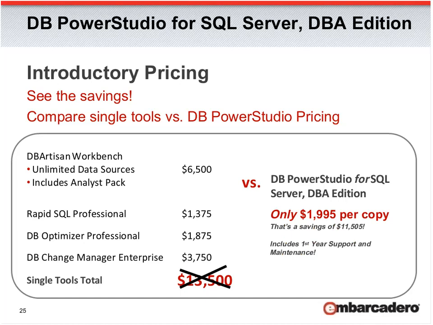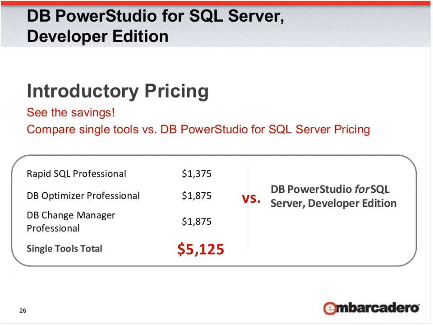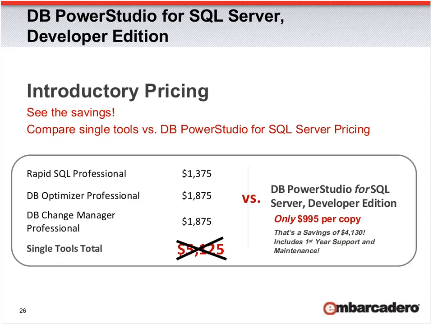Now, Al, you and I have spoken about this at length, about an edition for just the developers: the folks that need to tune, write queries, potentially do some database object creation, debug, and change management. Here, you package Rapid SQL Professional with Optimizer and DB Change Manager for $5,000. A little bit better, but still outside of some people's ballpark. We're coming in now at $9.95 per copy, over $4,100 in savings. Again, that includes first-year support and maintenance. So for under $1,000, you're getting an unbelievable set of tools.